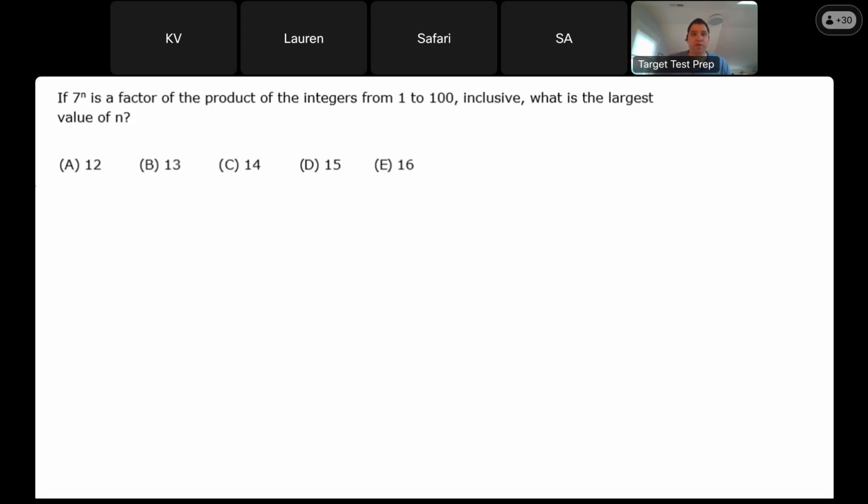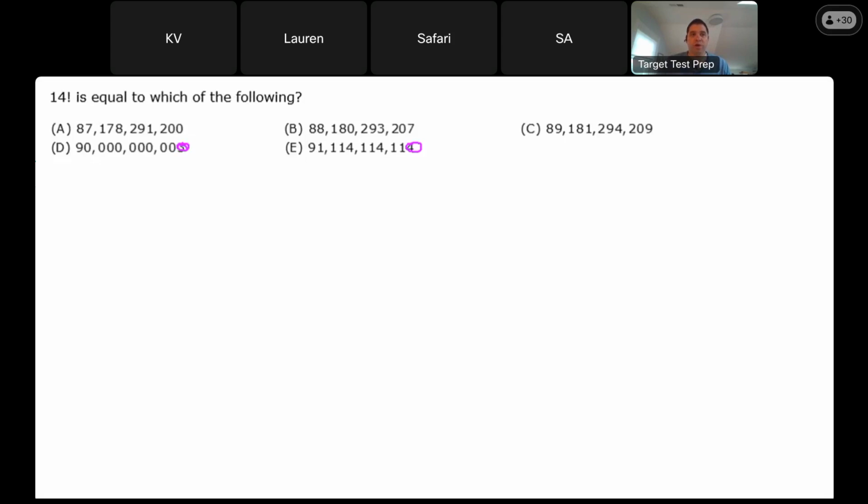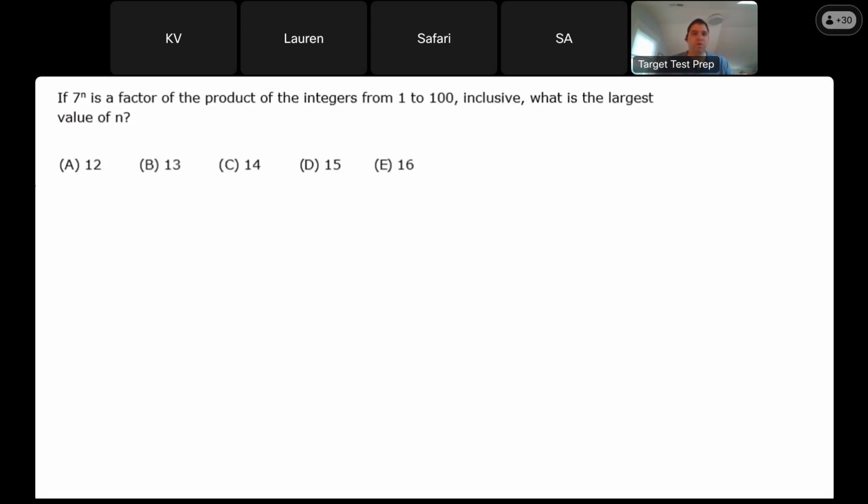There is no solution here. Any factorial greater than 4 factorial ends in a 0. So that's the solution. That's why A is correct. All right, do this one out here.